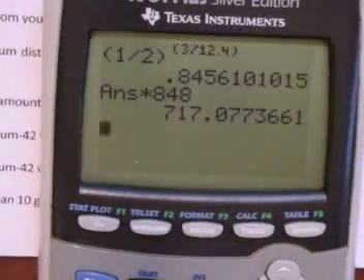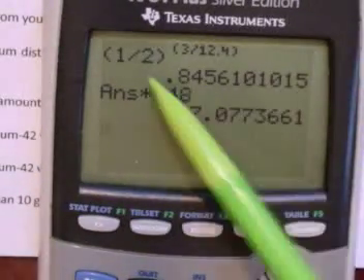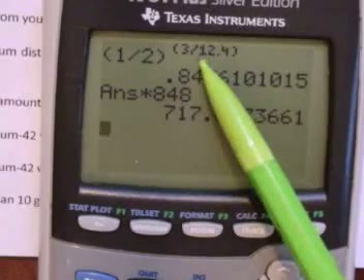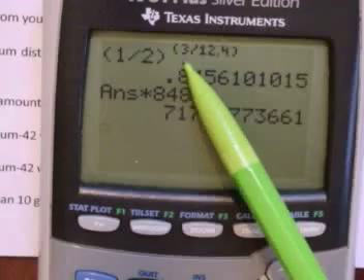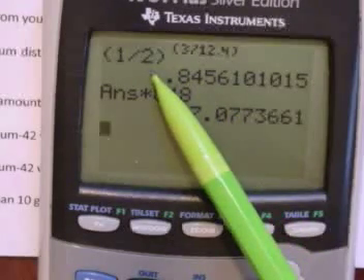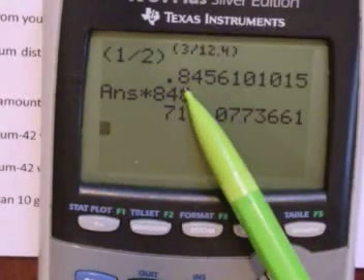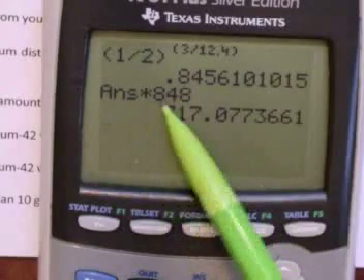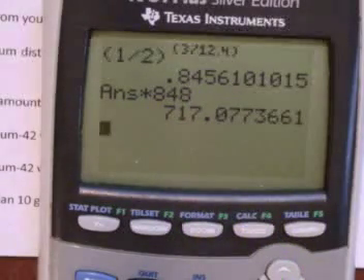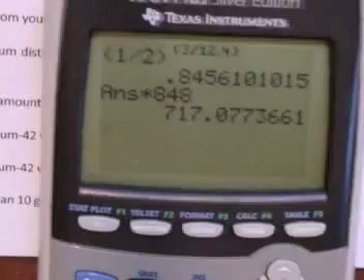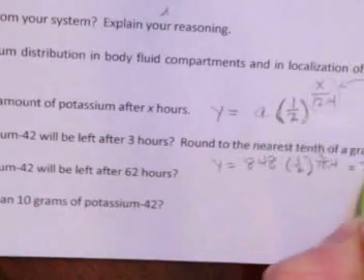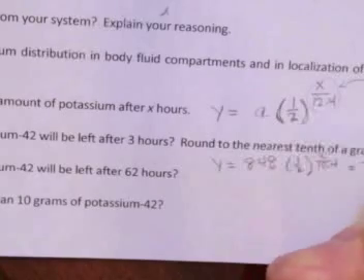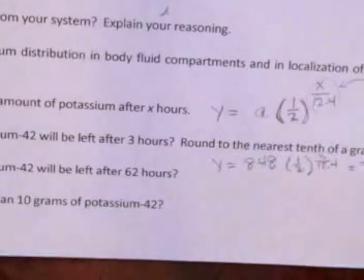Let me move this down so you can see what my keystrokes look like. 1/2 raised to the 3 divided by 12.4 power. I've put all my fractions in parentheses. And I went ahead and hit enter, and then I multiplied the result of that times 848 to get my 717. So that's the answer to part B. I have 717 grams of potassium 42 left, and we should include units with that.